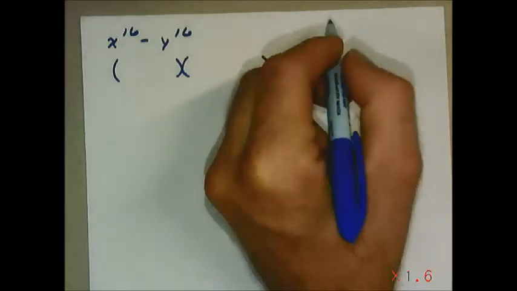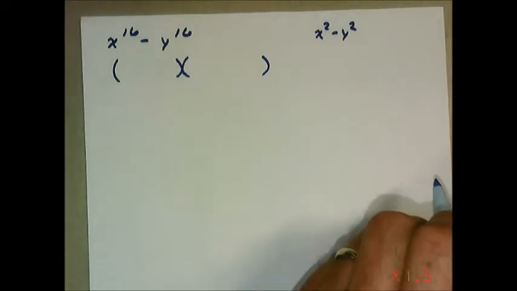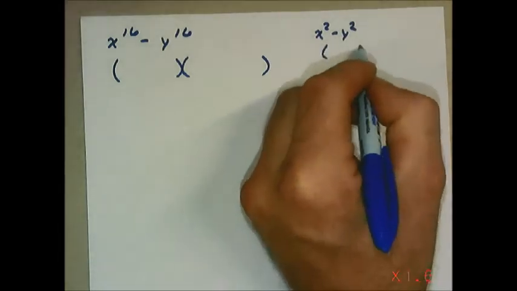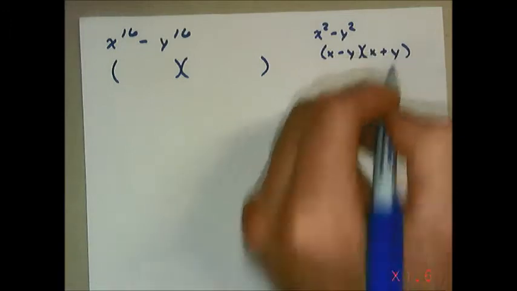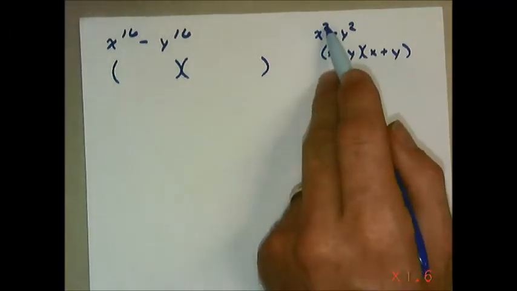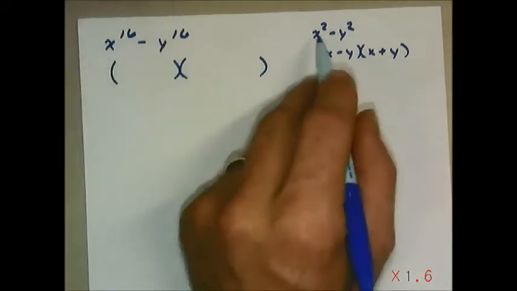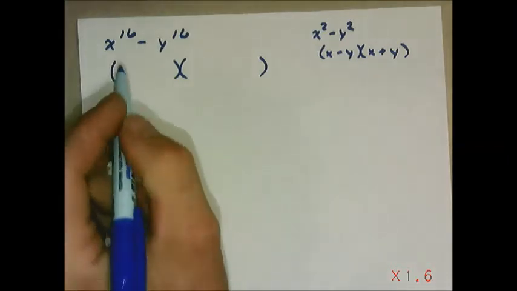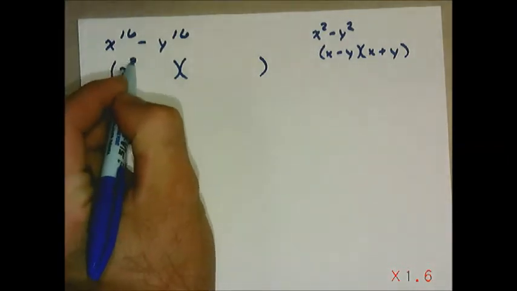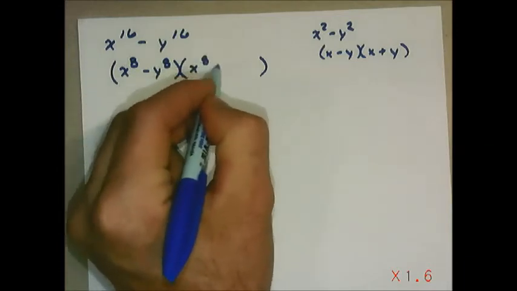Well, if I think way back when I did x squared minus y squared first, remember, we took this and we factored it. We took x minus y and x plus y. We took the exponents and took the square root of them. Well, we're going to do the same thing here. Remember though, when we take the square root, we're actually dividing that exponent by 2. So we get x to the 8th minus y to the 8th and x to the 8th plus y to the 8th.